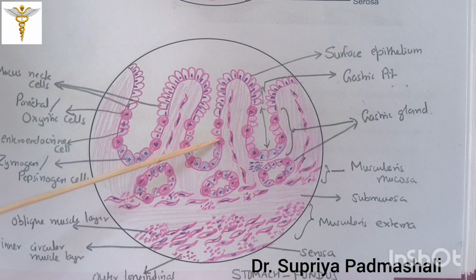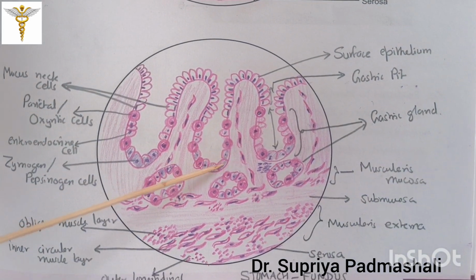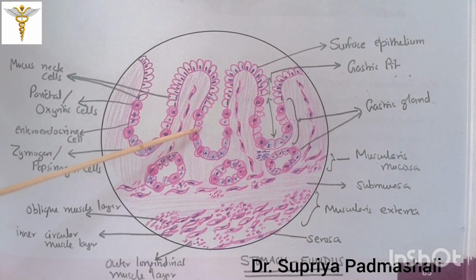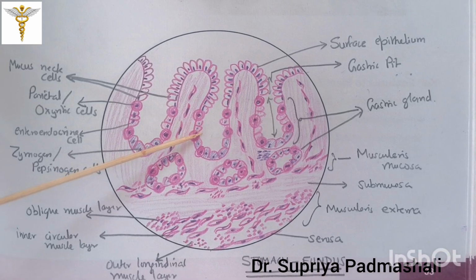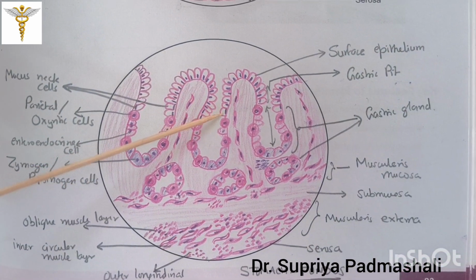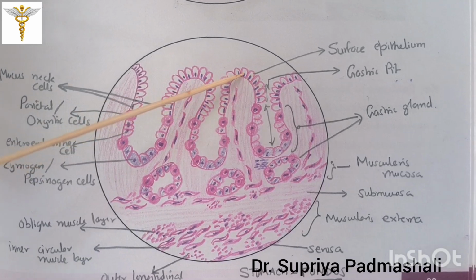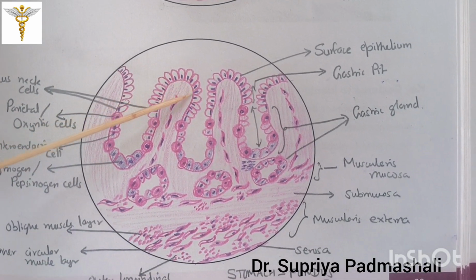These oxyntic or parietal cells secrete HCl and intrinsic factor, whereas these basophilic zymogen cells secrete pepsinogen, which helps in digestion. Other than this, we have enteroendocrine cells and stem cells, which are required to produce more of the epithelium cells. And here you can see the mucous neck cells. Mucous neck cells, you have to show flat nuclei. And the topmost cell lining will be simple columnar only with the longitudinal nucleus.